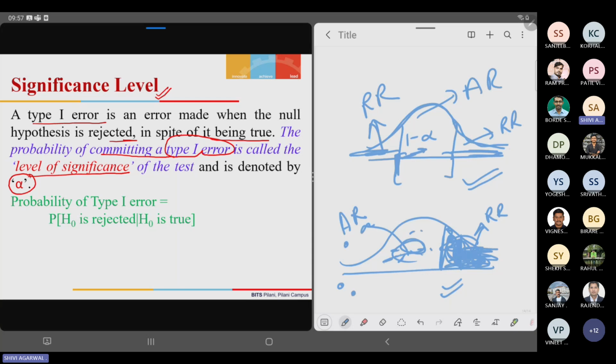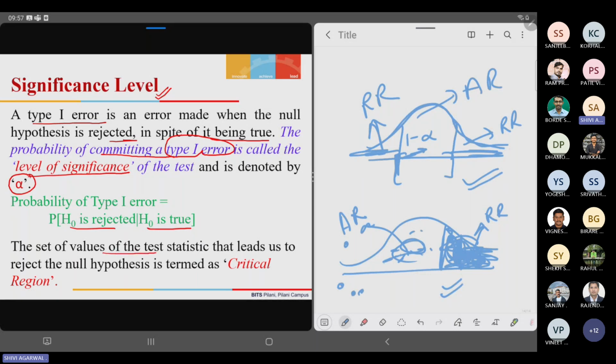So the probability of type 1 error is the probability that H naught is rejected, given that H naught is true. So it is a conditional probability. The set of values of the test statistic that leads us to reject the null hypothesis is called the critical region, also known as the rejection region. If the test statistic falls in the critical region, then H naught is rejected. Otherwise, we fail to reject H naught. Got it?